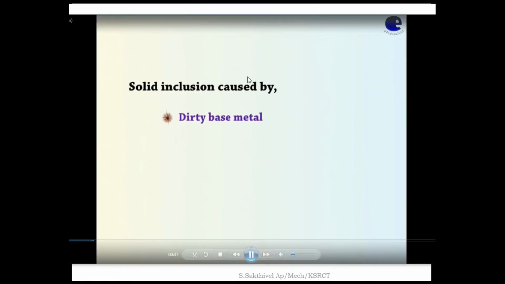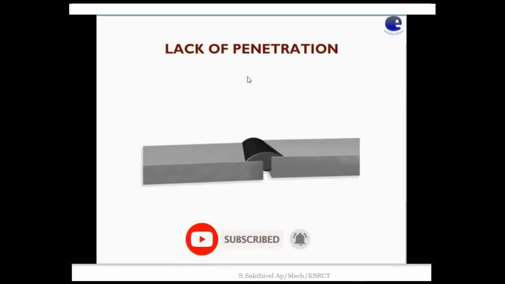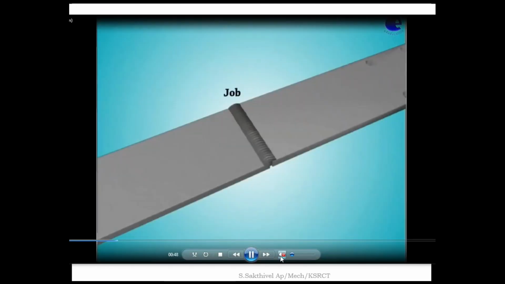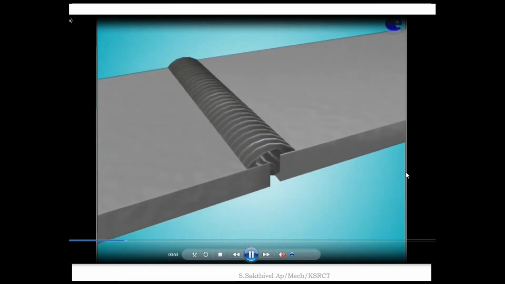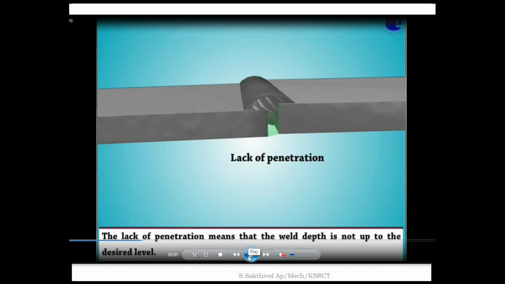Then solid inclusions are caused by dirty base metal, excessive moisture in the electrode, then dirty fillers. Okay, then lack of penetration. So we have the job, job to job. Lack of penetration means that the weld depth is not up to the desired level. So it is not filled to the desired level.